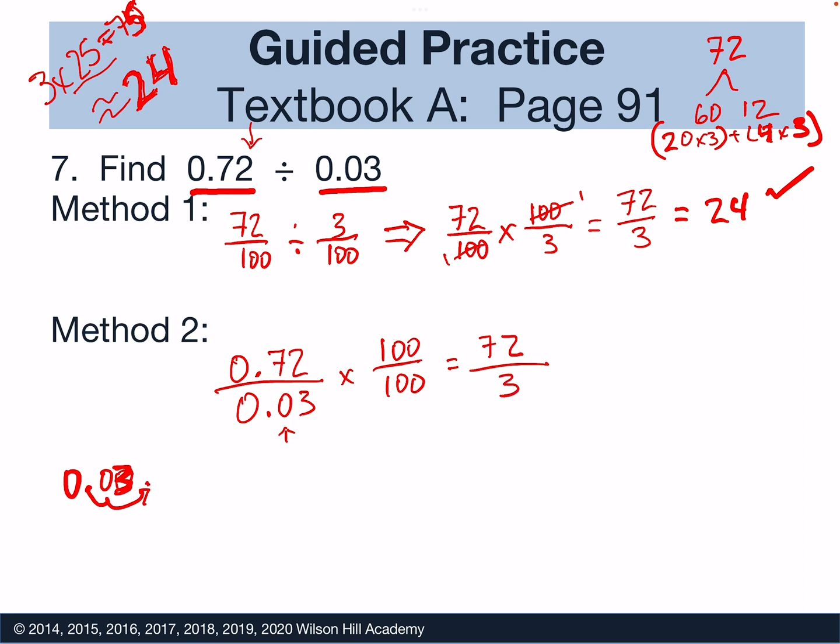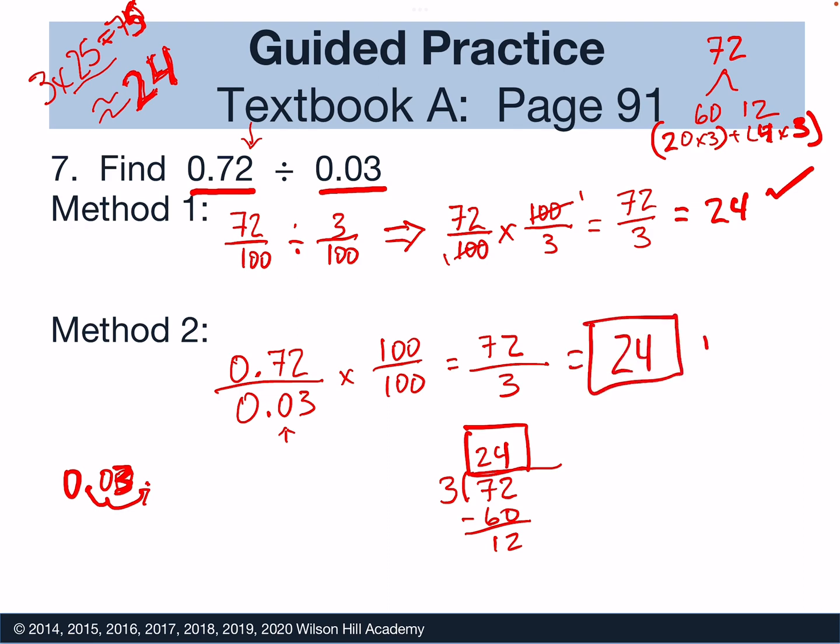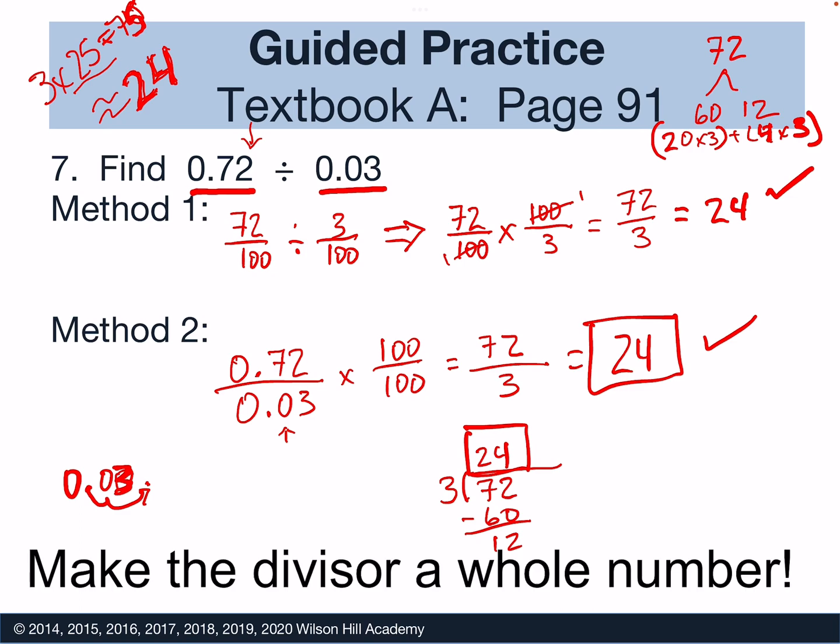And so then we've already done this division problem, but I could do it a different way for you. 72 divided by 3 looks like this. So if I put a 2 here in the tens place, 20 times 3 is 60. And when I subtract, I'm left with 12, and that's 24. So my answer is 24. Right? And of course, again, it's reasonable. Make sure that you're making the divisor a whole number.